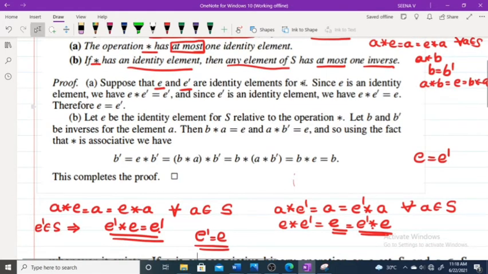Suppose e and e dash are identity elements for star. Since e is the identity element, we get e star e dash equals e dash. Since e dash is the identity element, we get e star e dash equals e. And from 1 and 2, we get e equals e dash.